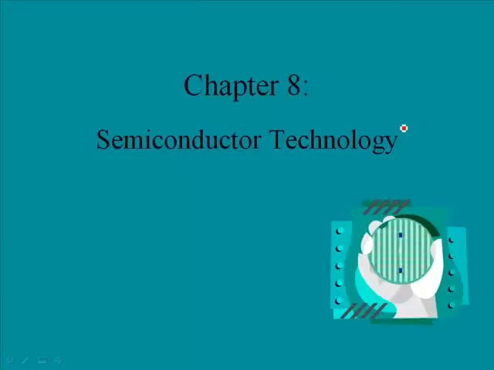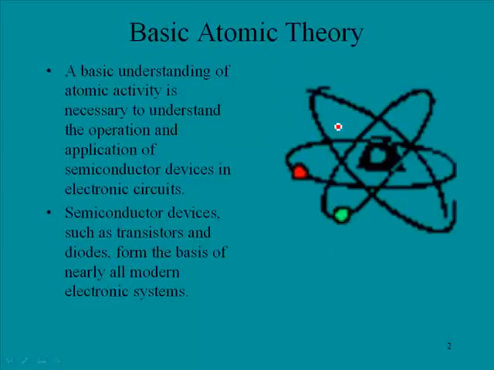Okay, Chapter 8. We're in the subject of semiconductor technology. And we're going to begin by looking at basic atomic theory. And here we have a nice little atom with electrons flying around. A basic understanding of atomic activity is necessary to understand the operation and application of semiconductor devices in electronic circuits.